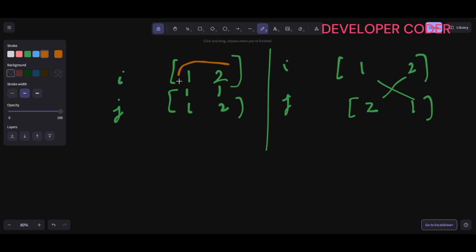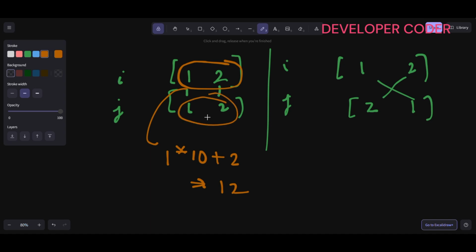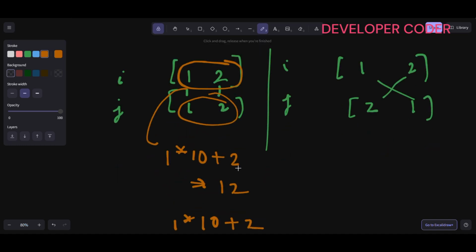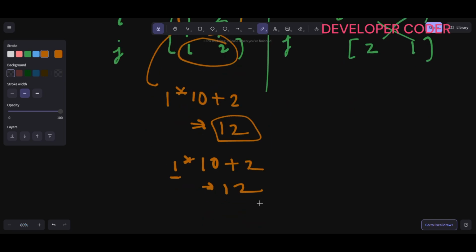So here, can I write this number like this? 1 and 2, tell me which is smaller. 1 is smaller, so can you write it like this: 1 into 10 plus 2, that is nothing but 12 here. Here also, tell me which is smaller, 1 and 2. 1 is smaller, so take 1 here and add 2 here. So you are getting 12, right? From both the sides we are getting 12, 12. So both are going to form one pair. Both are valid.